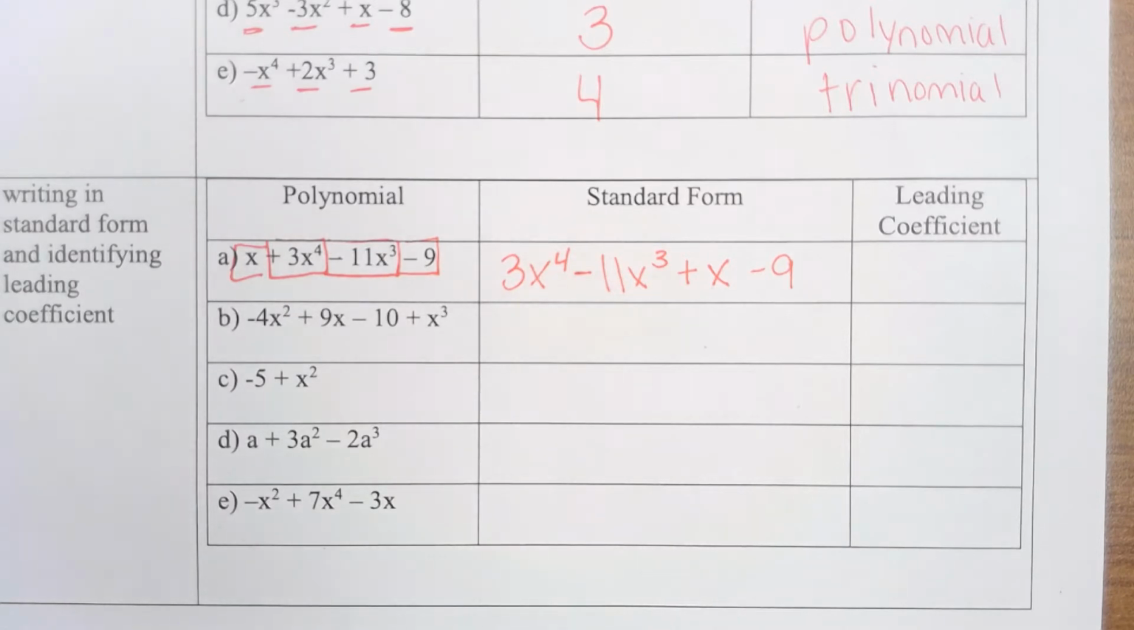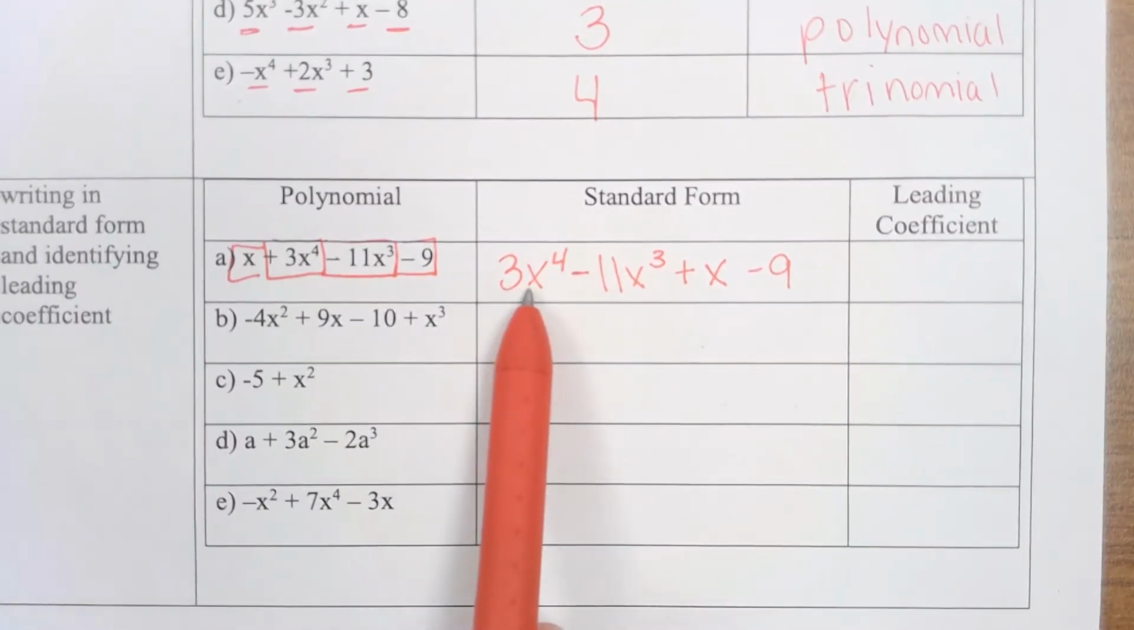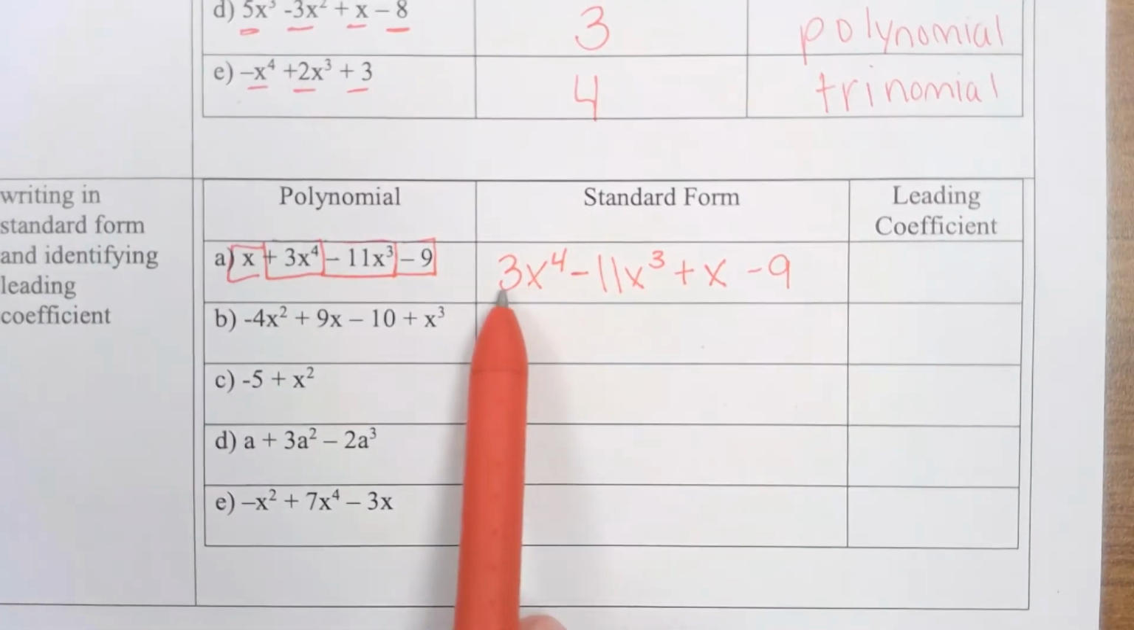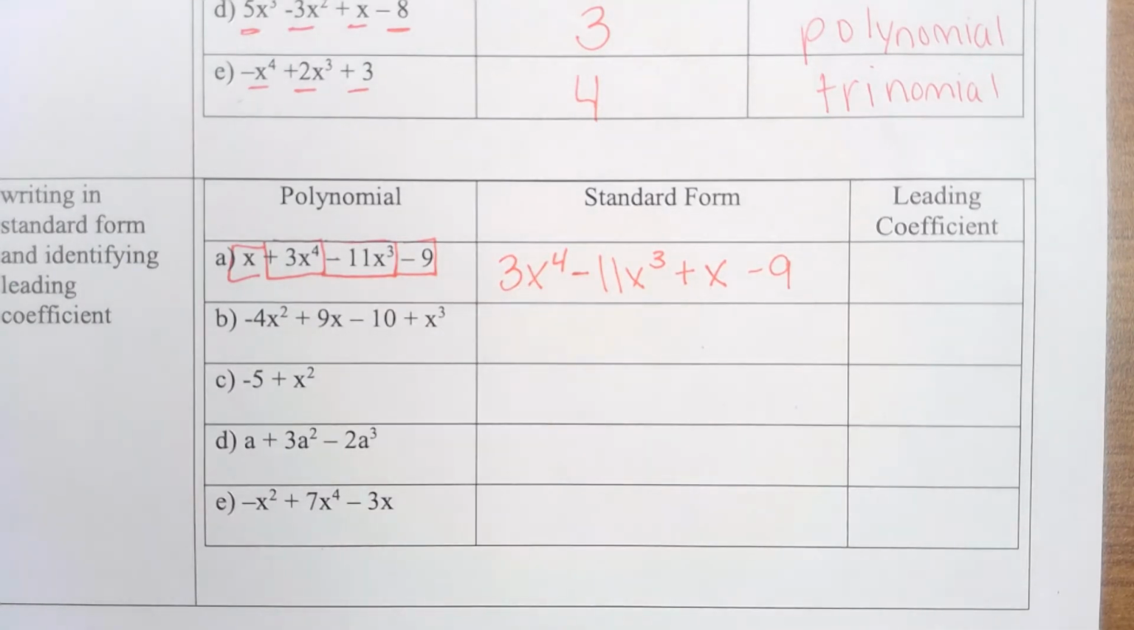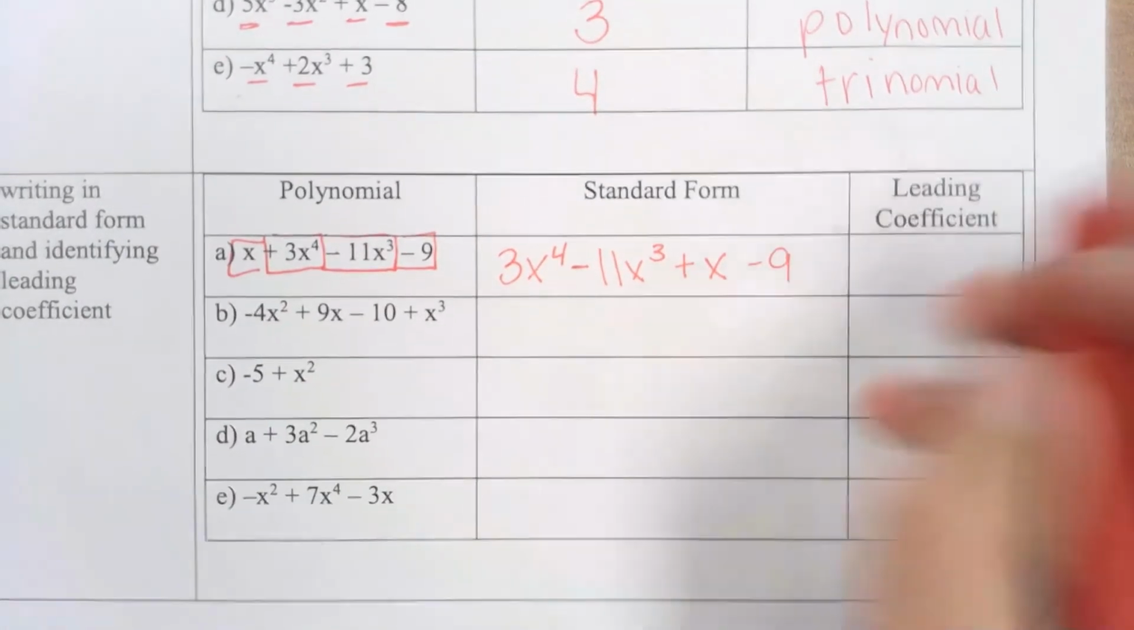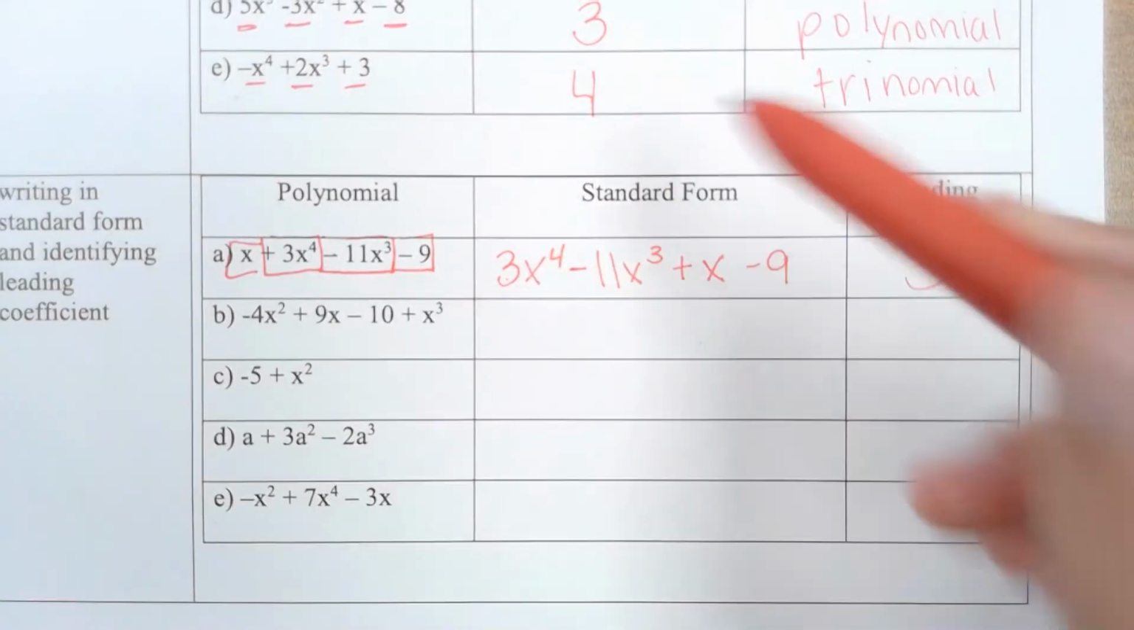And then your leading coefficient, guys, so remember coefficients are attached to variables. You want the number that came first in your standard form. So the first number that came first, that is a coefficient, so it's attached to the variable, is this 3. So we're going to say that our leading coefficient here is 3.